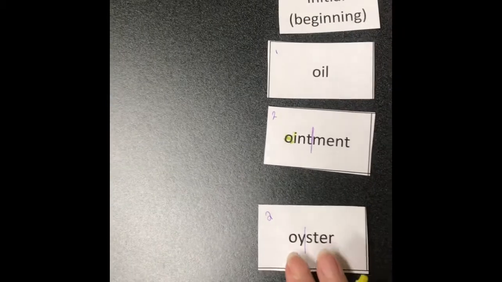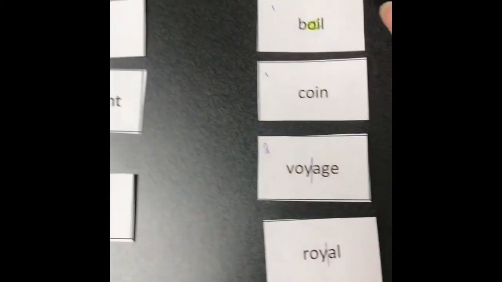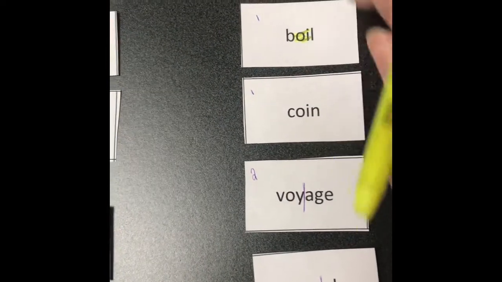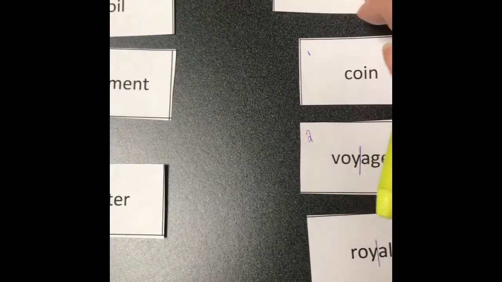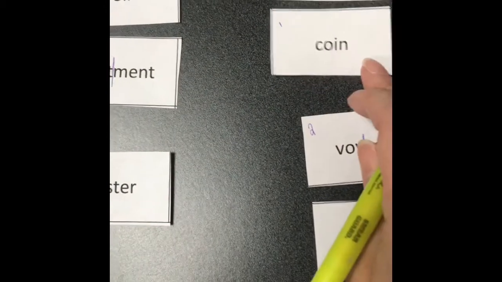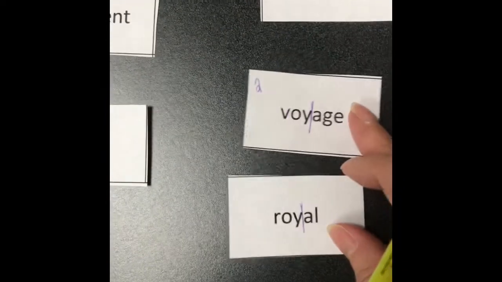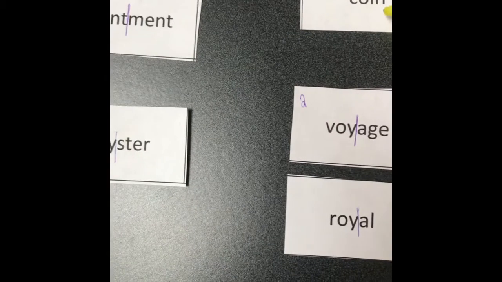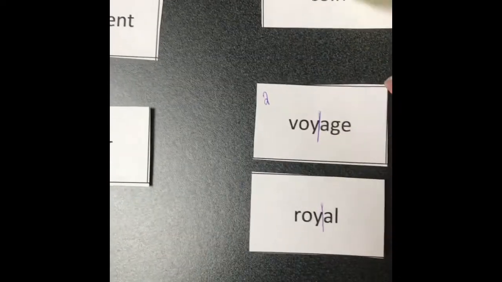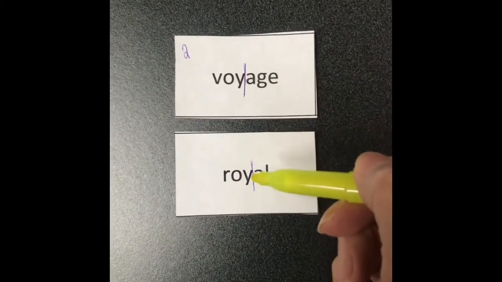And I want to hold off and talk about oyster in just a second. So when I move into my middle or the within words, I have my boil, 1 syllable, and in the middle, coin, 1 syllable in the middle. And now I have my 2 words. So this is OI and this is OY, but I noticed that my 2 words, 2 syllables, but they have OY. So I'm going to come back to this in just a second.